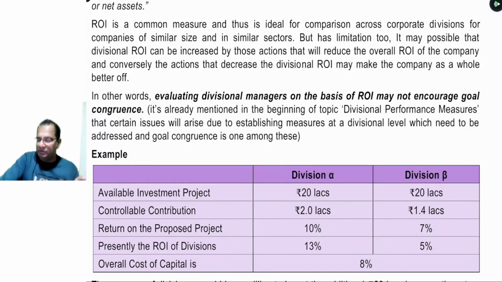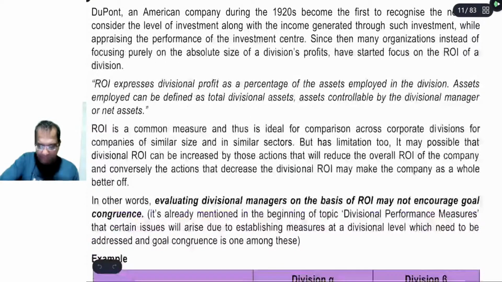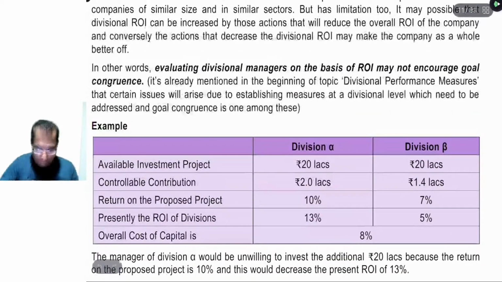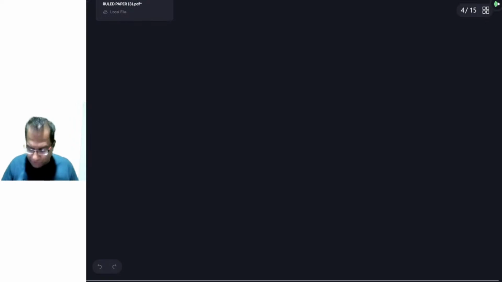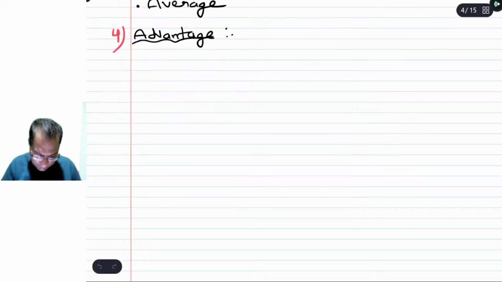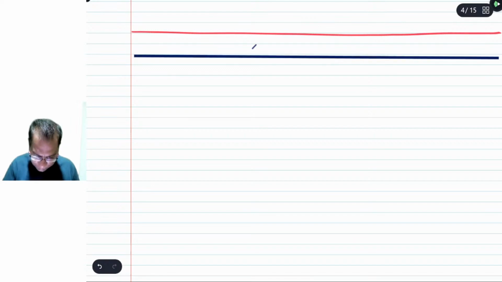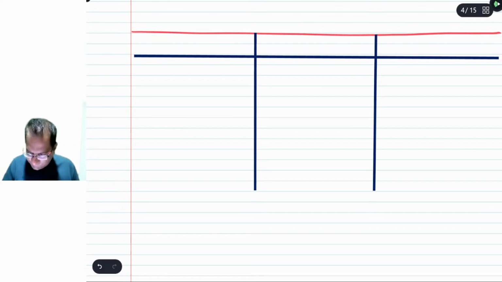Answer. Give the heading in your copy: answer of the example given on page number 7.11. We are solving the example given on page number 7.11. Department alpha, please write down, beta. Department alpha, department beta.